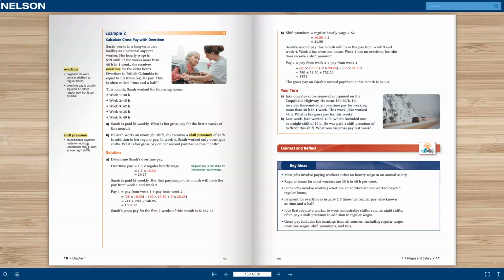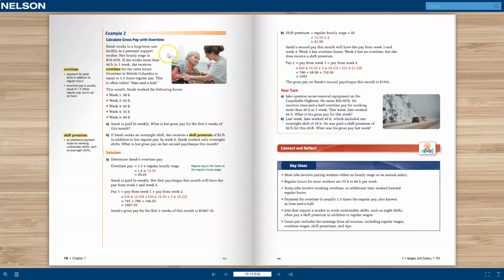Another example, if you're working at a warehouse and you're making $15 an hour during the day, and then they say, hey, Tom, why don't you work at night? You don't want to work at night, but they say, okay, Tom, we'll give you $17 an hour instead of 15. So that $2 extra is the shift premium. Okay, shift premium and overtime, we've talked about them.